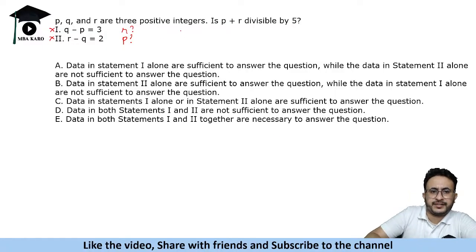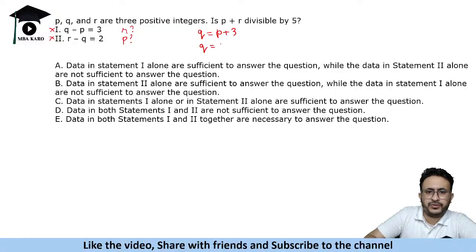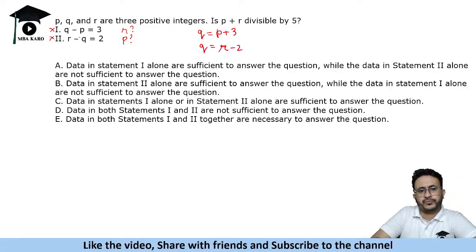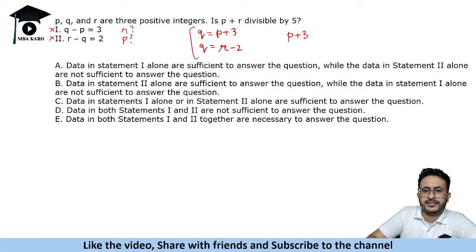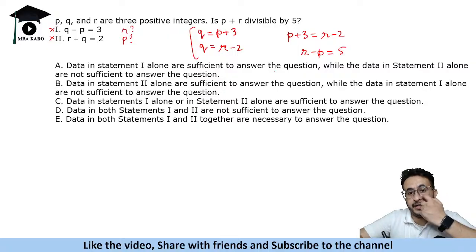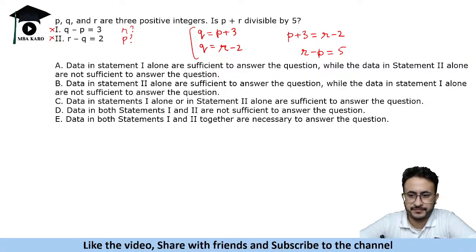So q minus p is equal to 3. Q is common, so we can write q is equal to p plus 3, and from the second statement q is equal to r minus 2. Now since we are combining this, p plus 3 is equal to r minus 2. So we get that r minus p is equal to 5, isn't it?